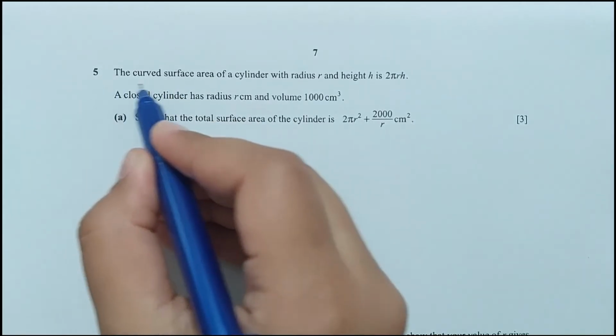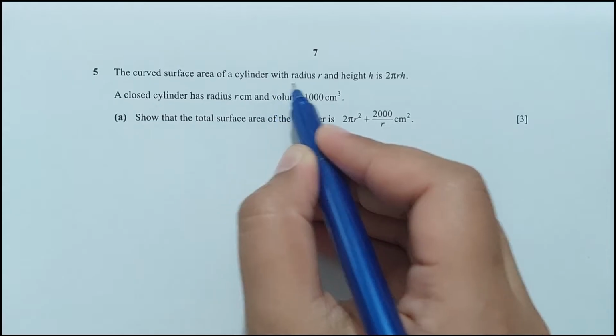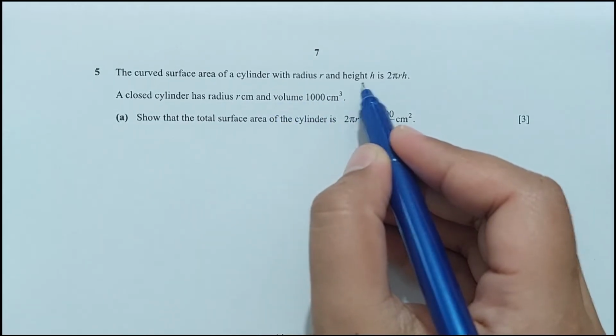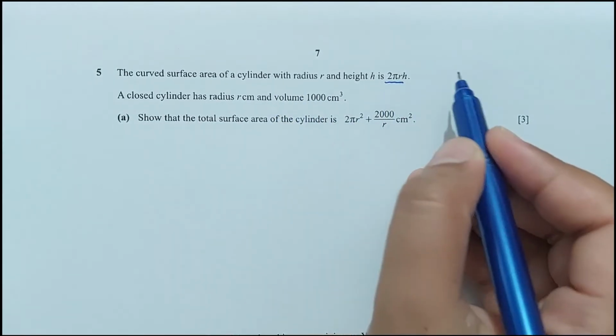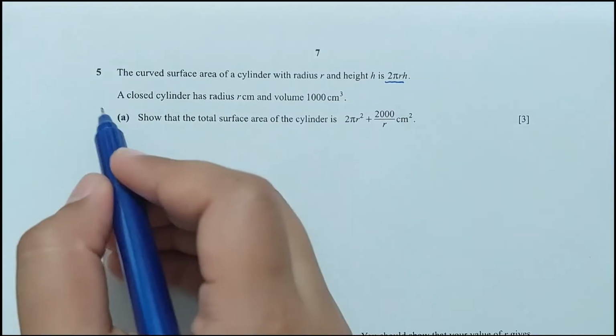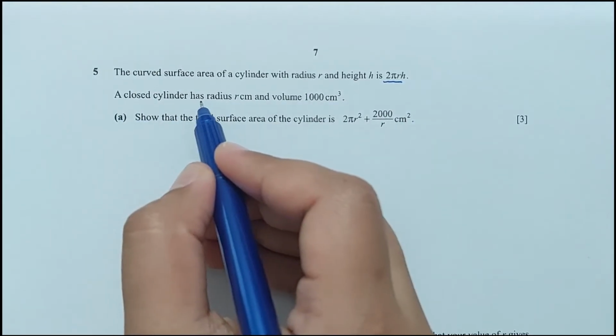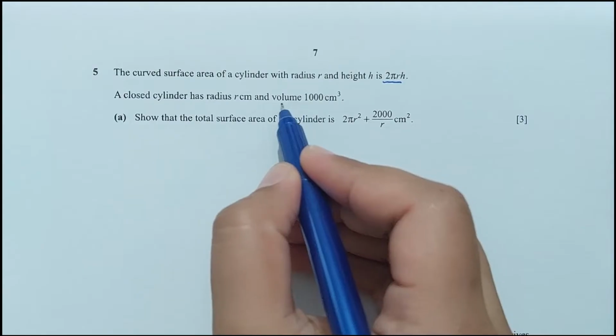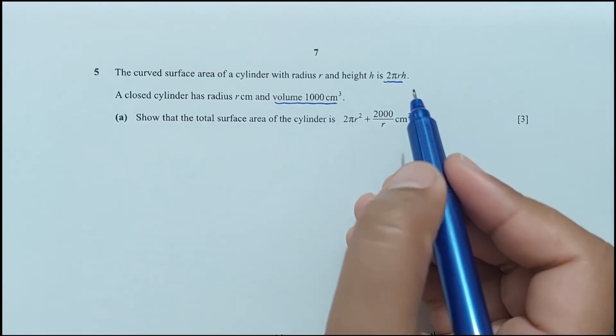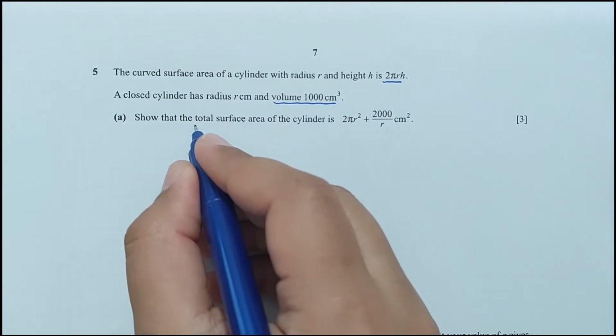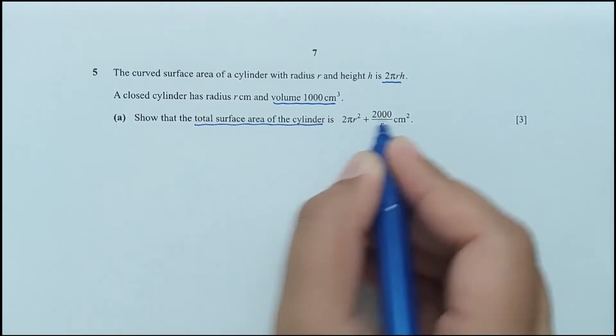Question number 5, the curved surface area of a cylinder with radius r and height h is 2 pi rh, right? This is the curved one. The closed cylinder has a radius r centimeter and the volume is 1000 centimeter cube. Number A, show that the total surface area of a cylinder is this much.